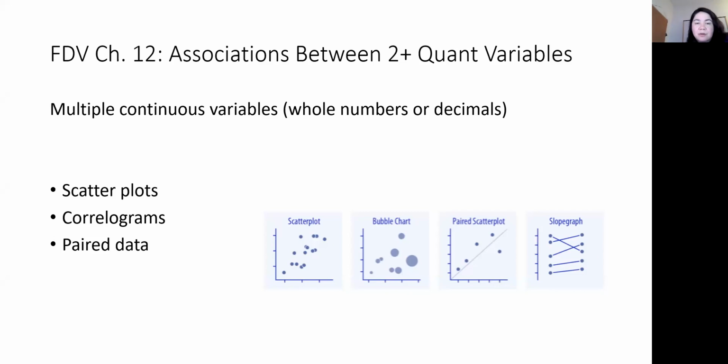So our classic example of this is going to be our scatter plot, and the picture here shows a bubble chart, which is basically a scatter plot with size, as opposed to a regular one. They're all paired, and a slope graph. So what the chapter actually covers are scatter plots, parallelograms, and paired data. So let's go through these.